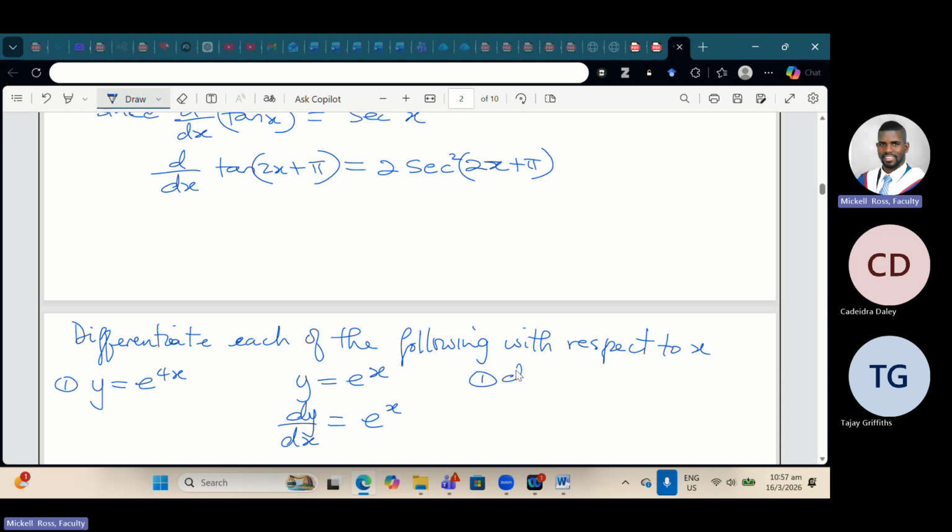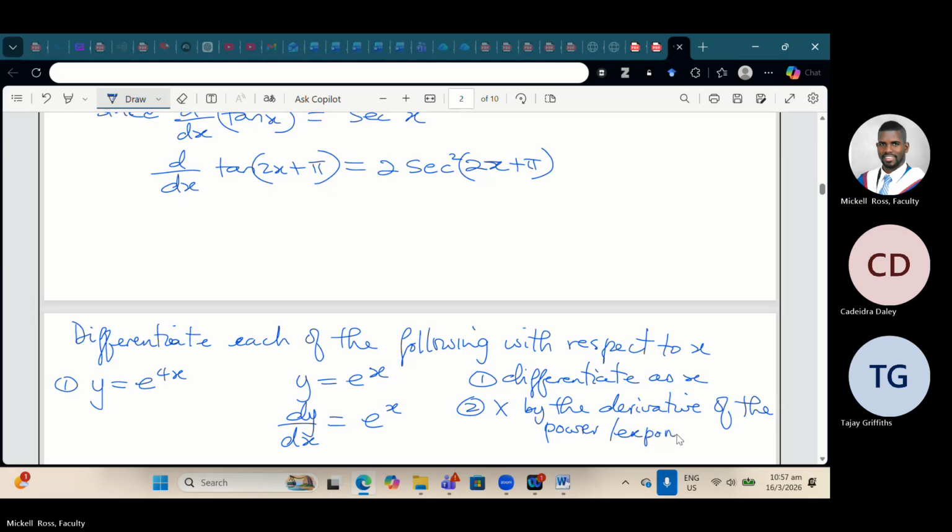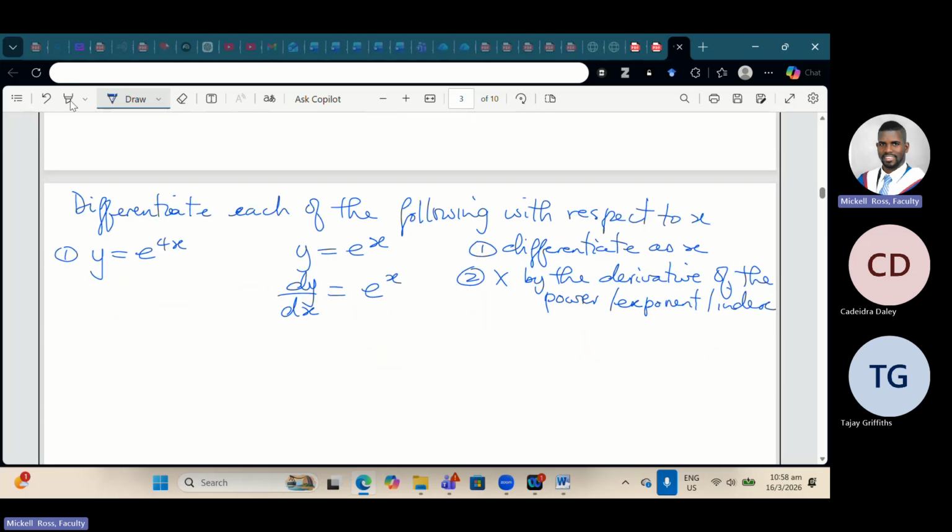So 1, you're going to differentiate as is. And then 2, you're going to multiply by the derivative of the power, slash the exponent, slash the index. So you differentiate as is, then you multiply by the derivative of the exponent.